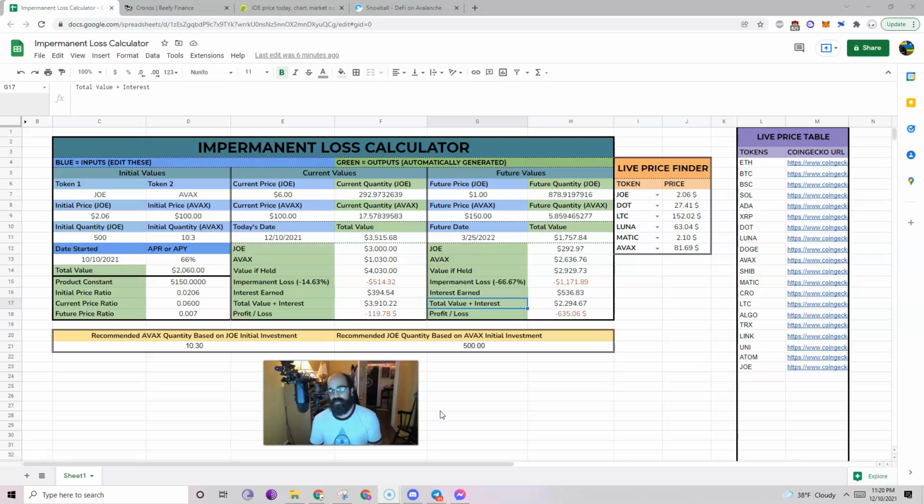So really what impermanent loss is, is the loss you incur from pooling as opposed to just holding, interest not being considered. That's really important. Interest not being considered. And I always thought that was weird, because interest should be considered. If you're deciding whether you should pool or hold, you'll want to know what the APR is to see if it can overcome any perceived or predicted impermanent loss.